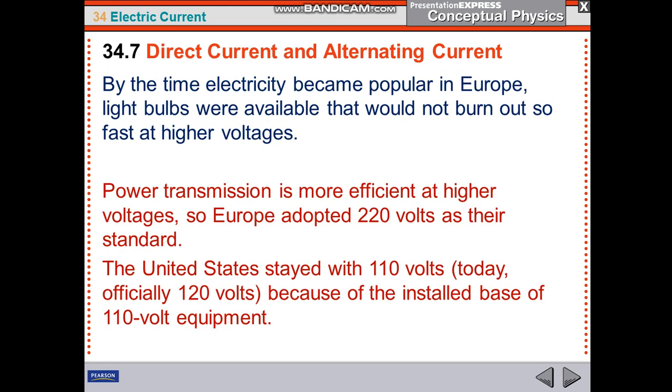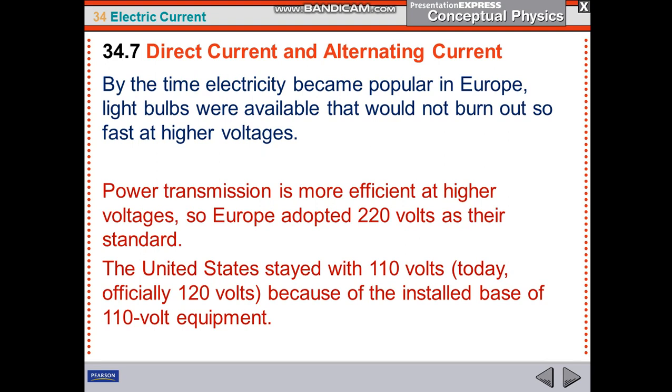By the time electricity became popular in Europe, light bulbs were available that would not burn out so fast at higher voltages. So at present, light bulbs are available that can even work at higher voltages. Power transmission is more efficient at higher voltages. So Europe adopted 220 volts as their standard. So each country can have its own standard voltage.